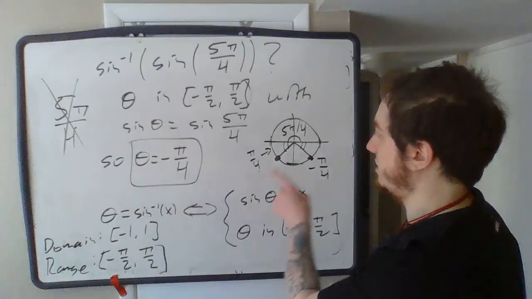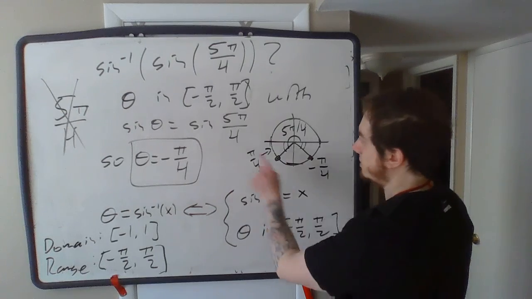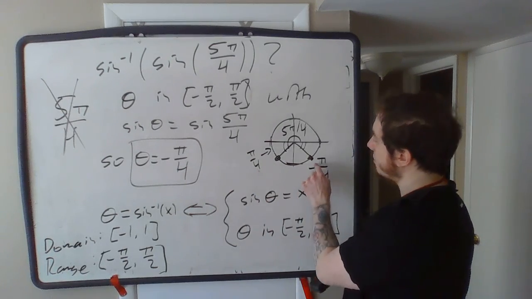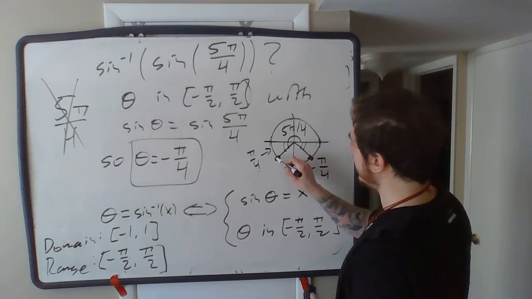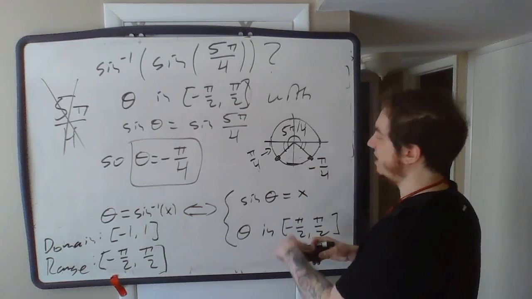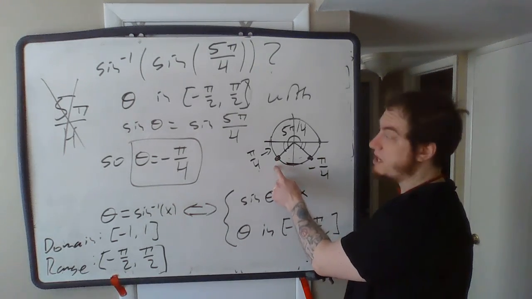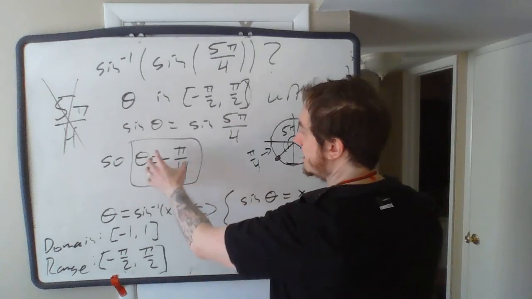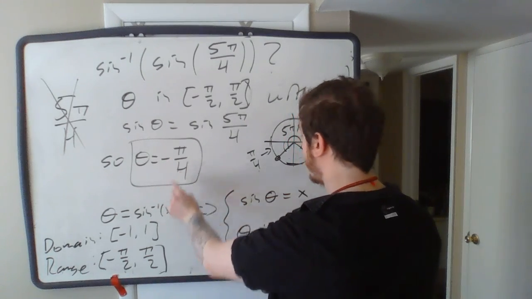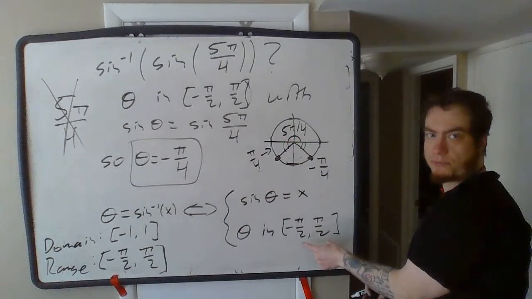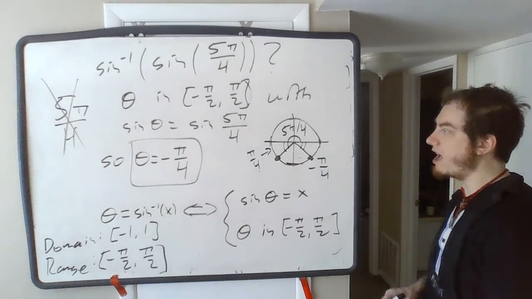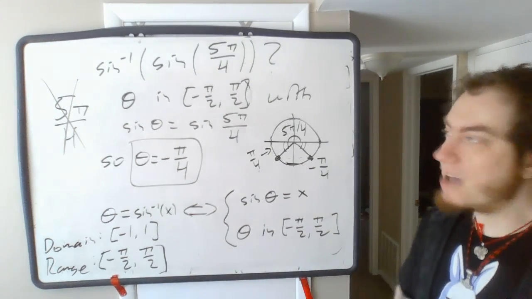And you can double check this. Sine of negative pi over 4 would be the y coordinate of this point. Yes, that would be the same as the y coordinate of this piece. And this angle that we've picked, minus pi over 4, is in this interval from minus pi over 2 to positive pi over 2. So you really have to be careful here.